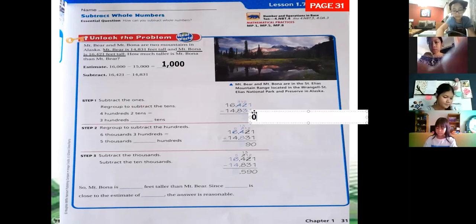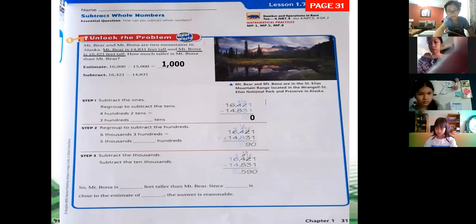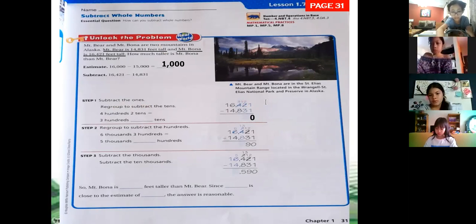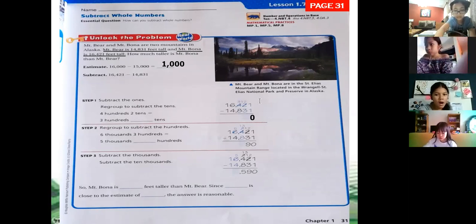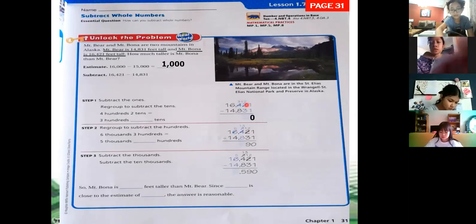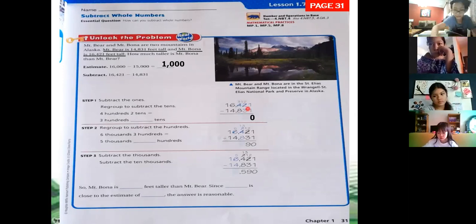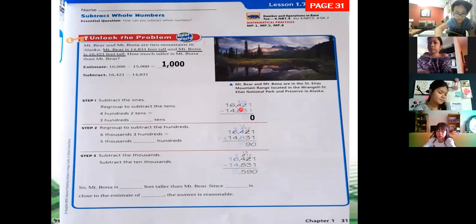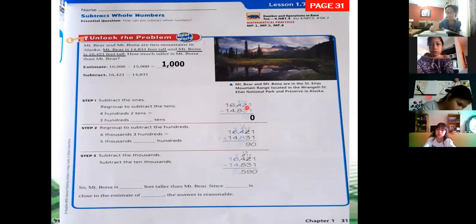So we subtract the ones. Now it says regroup to subtract the tens. In the tens, we're going to subtract two minus three, right? Can we subtract two tens minus three tens? No. We cannot subtract, that's right, Gabriela. So we're going to take from the next number, which is four, in the hundreds. We're going to add 1 ten, so we're not going to have just two tens. We're going to have 12.